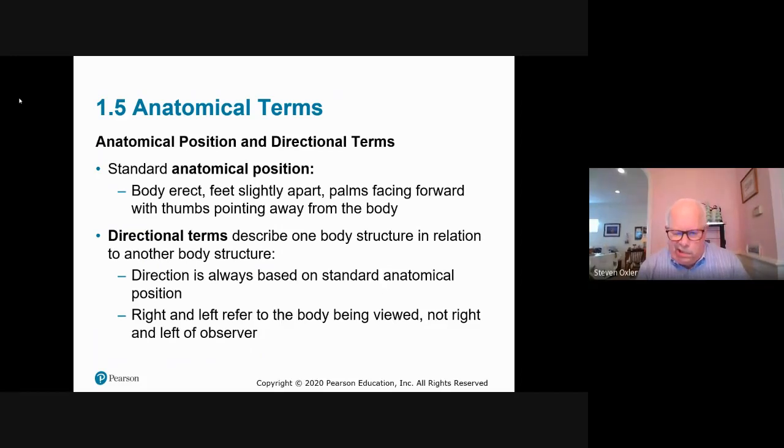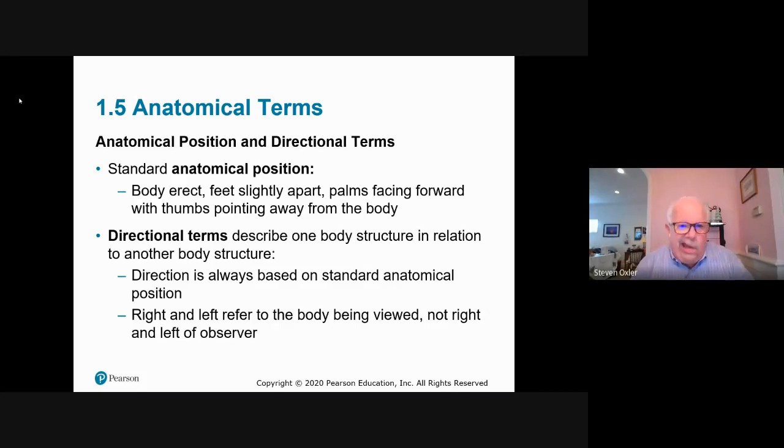The anatomical position of the body is when you're standing up, your feet are slightly apart, your palms are facing forward, and your thumbs are pointing away from the body. That is extremely important to understand. When a doctor, a nurse, a paramedic talk about these things, we're talking about the anatomical position. So that's why this is important.